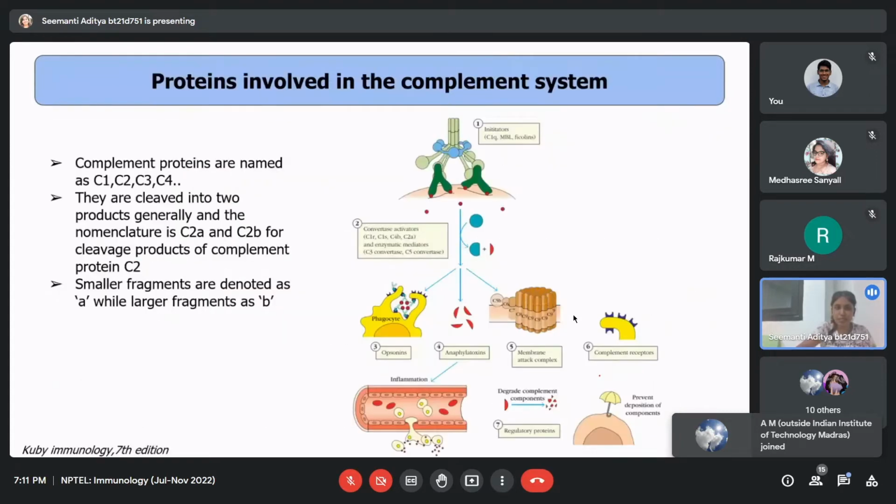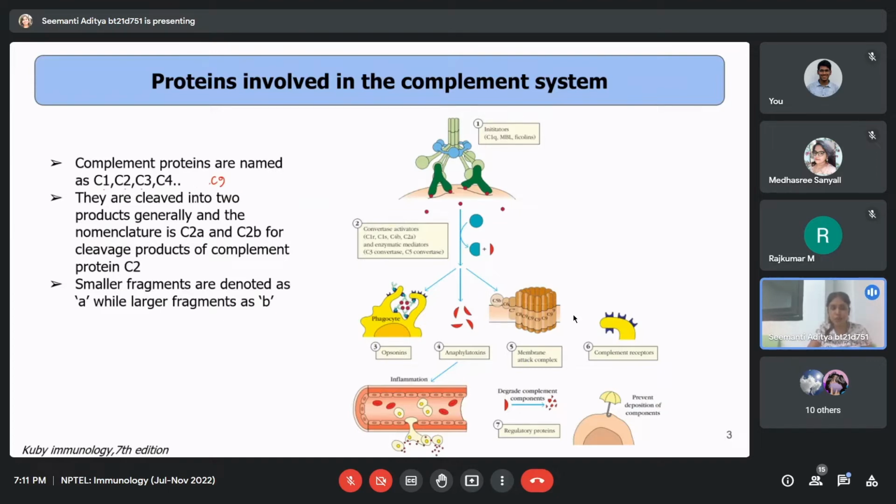So complement proteins, what are the different proteins which are involved in the complement system? First we'll see that the nomenclature of complement proteins is C1, C2, C3, C4, and so on. It goes on till C9. So we have C1, C2, C3, C4, C5, C6, C7, C8, and C9 proteins.